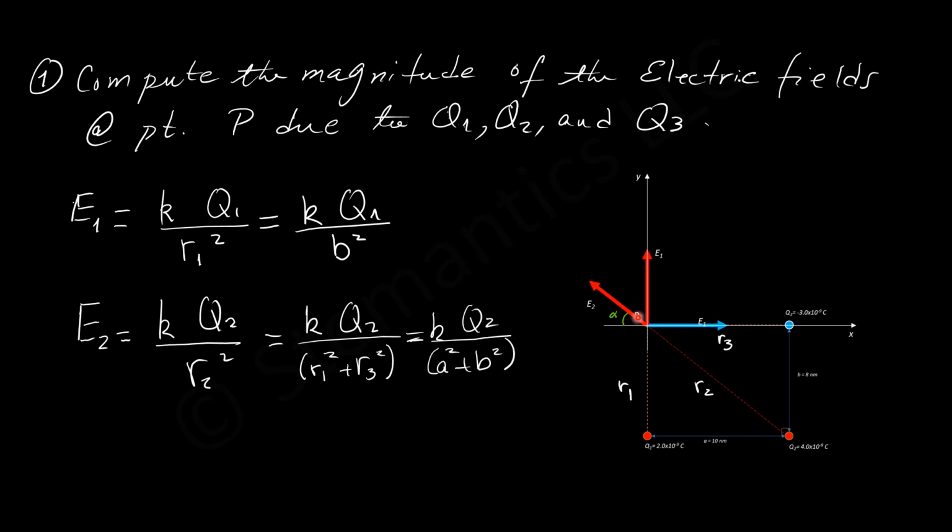E sub 2 is this electric field, and the distance between P and Q2 is called R2. R2 now is the diagonal of this rectangle, or the hypotenuse of this triangle right here. So I can easily compute what R2 is. R2 is the square root of R1 squared plus A squared, but R1 is B, so the square root of B squared plus A squared. So that's R2. Now when I square it, I remove the square root, and there it is. And the same thing for E3. Again, I have to plug in a positive Q3, and the distance between P and Q3 is A, so it's over A squared.